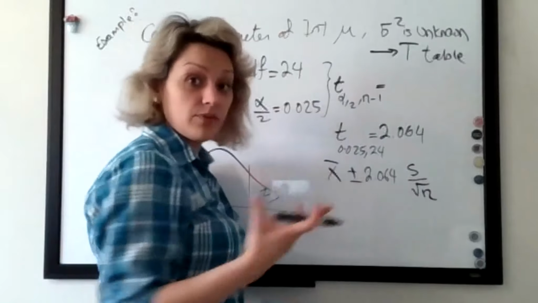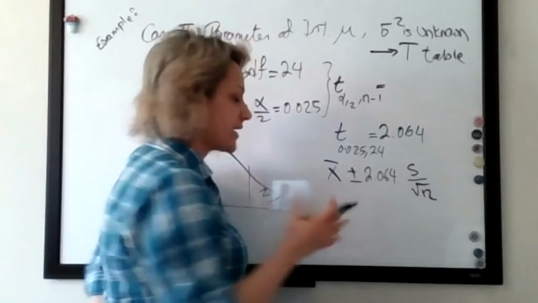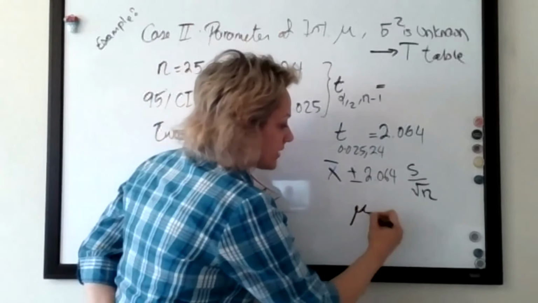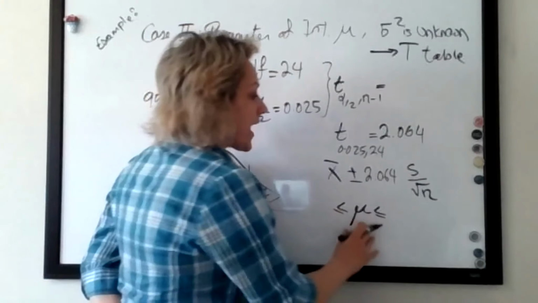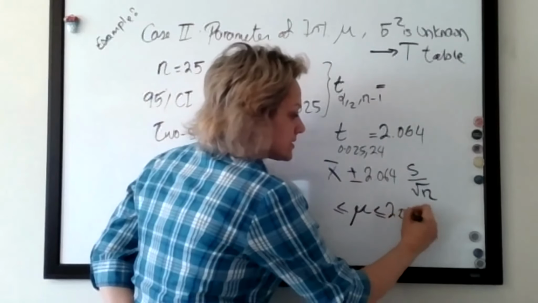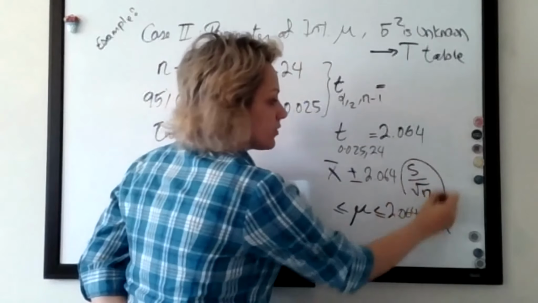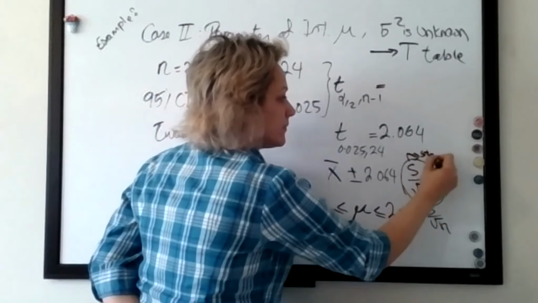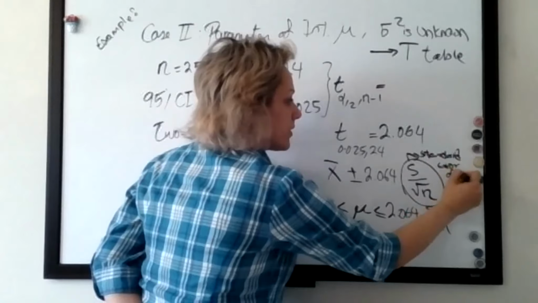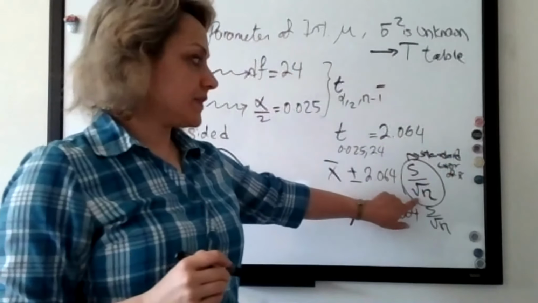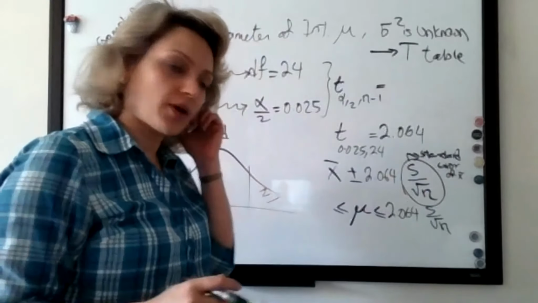The other way that you will see them writing it when you are working with this, both of them are correct, both of them are acceptable, is like this: mu is between two values, the interval, and then here is x bar plus 2.064 s over square root of n. We call this one a standard error of x bar, by the way. If it was case one, it would be sigma over square root of n. We would call that one a standard error of x bar as well.